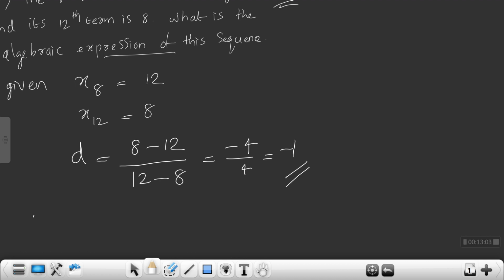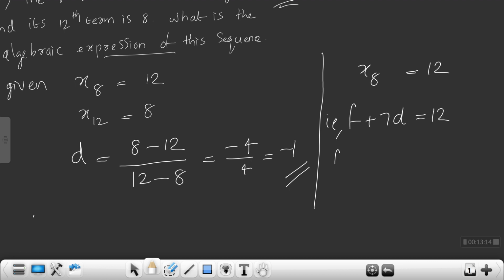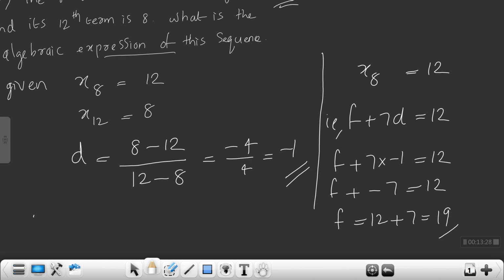Now we want to find the first term. Given that x8 is 12, that is f plus 7d is 12. That is f plus 7 into d, where d is equal to minus 1, is equal to 12. That is f plus negative 7 is 12. That is f is equal to 12 plus 7, which is 19. f is 19, d is equal to minus 1.